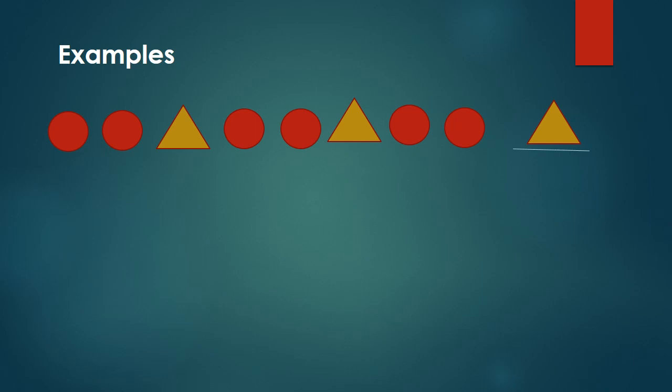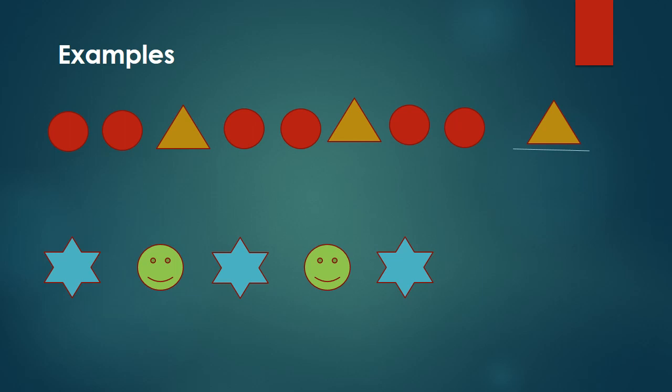Let us do the second activity. Find out the picture to complete the pattern. There are again two objects. First, star, then smiley, then star, then smiley, then star, then smiley. What will be the next? So, the next object must be the star.